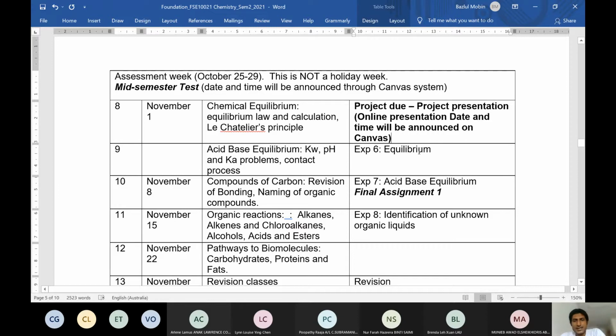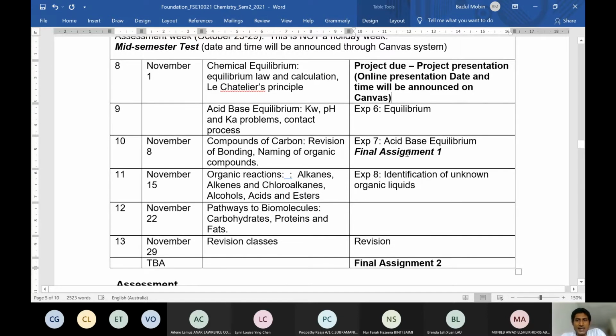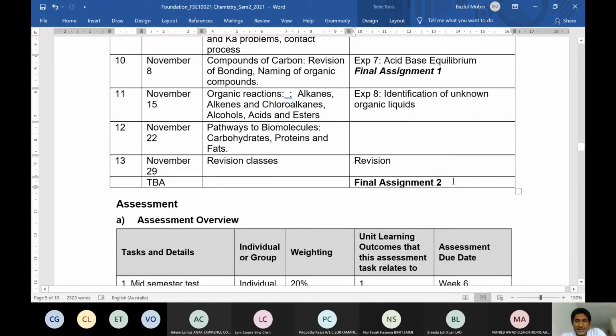All right, so this is the project. And then the final assessment will be either on week 10 or maybe week 11, depends, but most probably on week 10, because on week 10 we do not have any lab. So that's why I chose week 10. And of course, there will be a final assessment too, after the semester finishes, and it is not in my hands. The exam board will inform you when final assessment 2 is due.